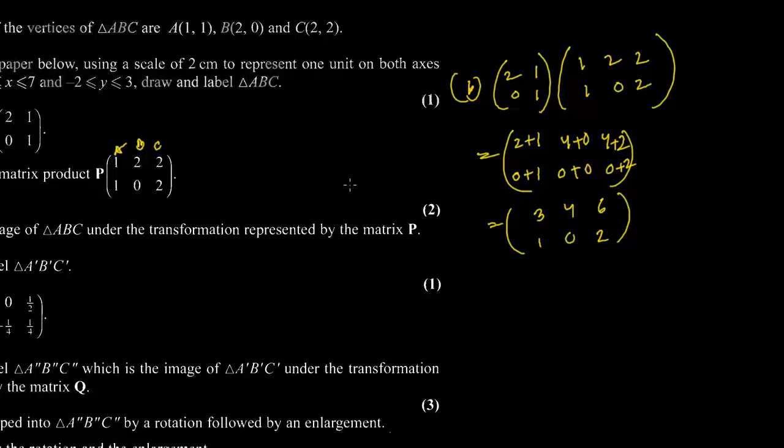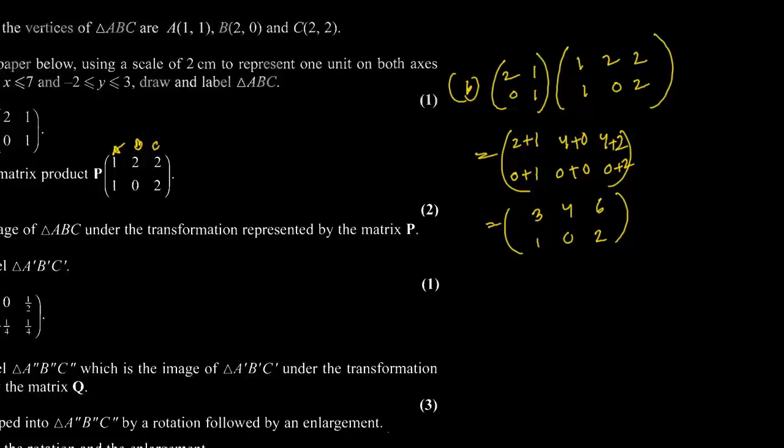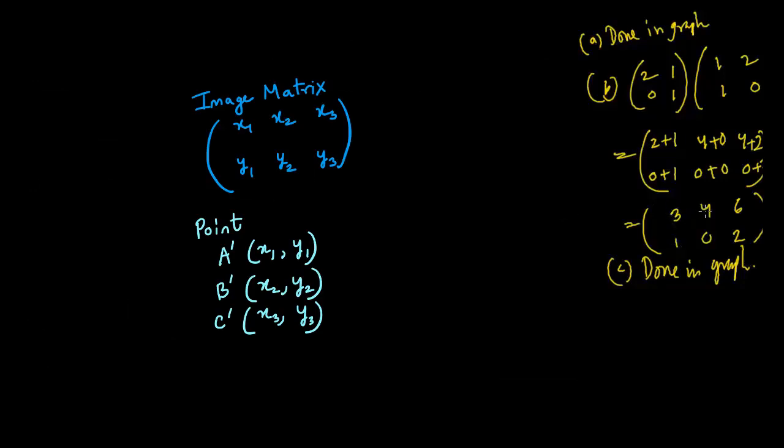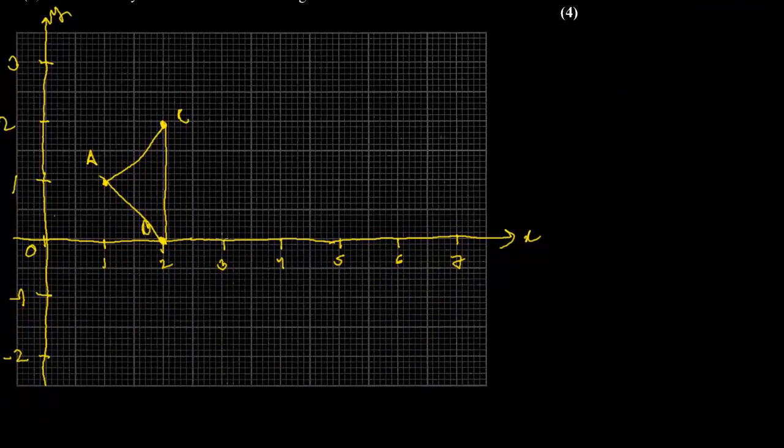Now we have to put this onto the graph paper and name it A prime, B prime, C prime. That's question number C, done in graph. So A prime is going to be (3, 1), B prime is going to be (4, 0), C prime is going to be (6, 2). So (3, 1) is this, A prime, (4, 0) is this, B prime, and (6, 2) is this, C prime.